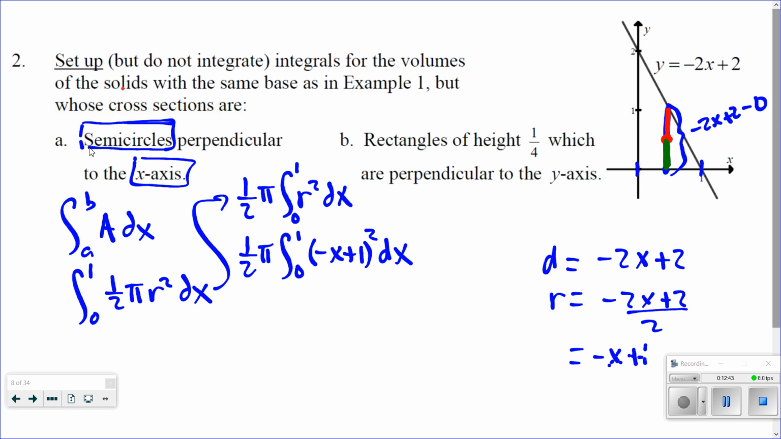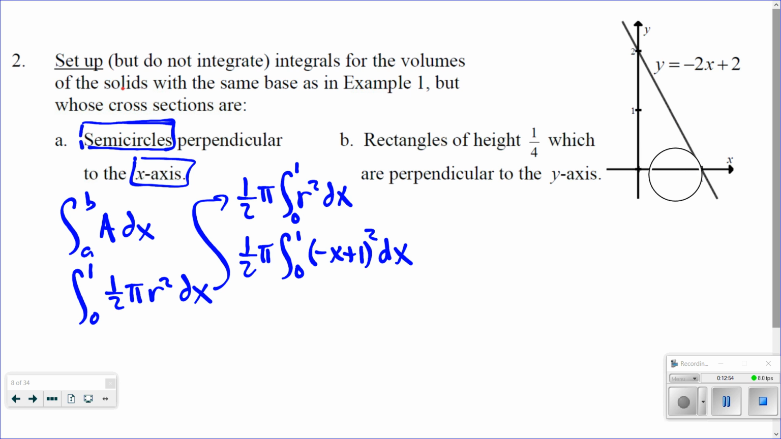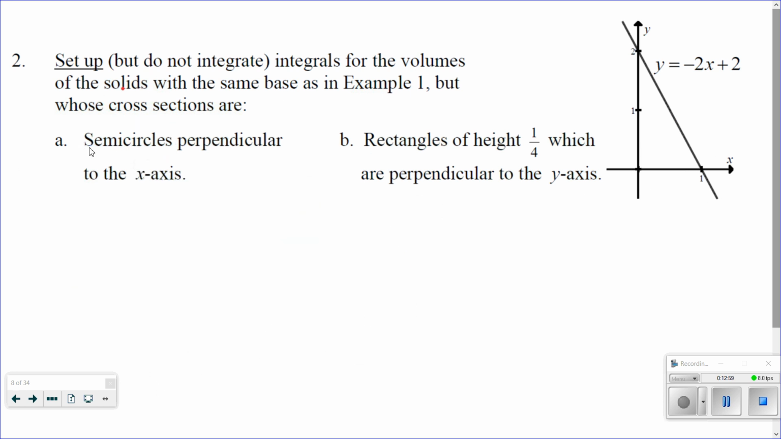Okay, let's try that second one. So the second one's changing, right? So it says rectangles of a height 1/4, which are perpendicular to the y-axis. So I'm going to erase this up here. I'm actually going to erase example A too, so I have plenty of room to work. So key things, make sure you know what your cross-section is. On this one, it's rectangles.